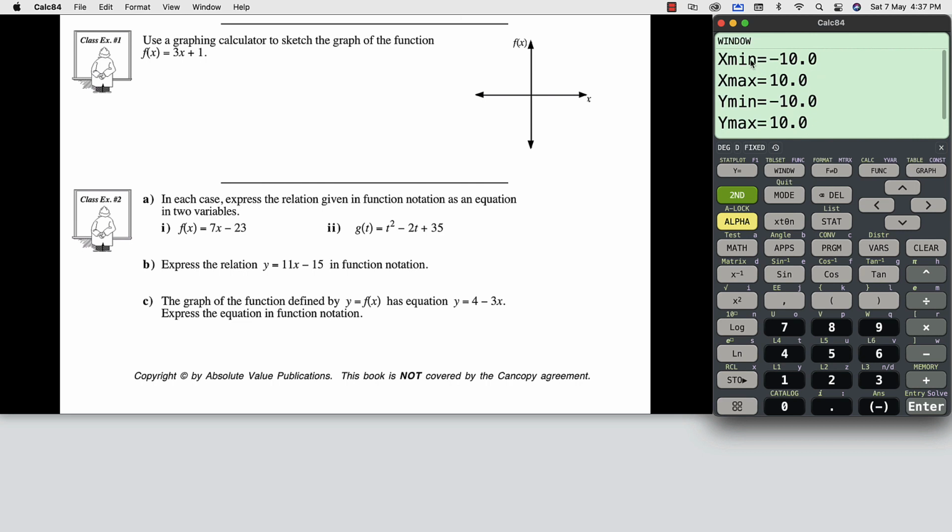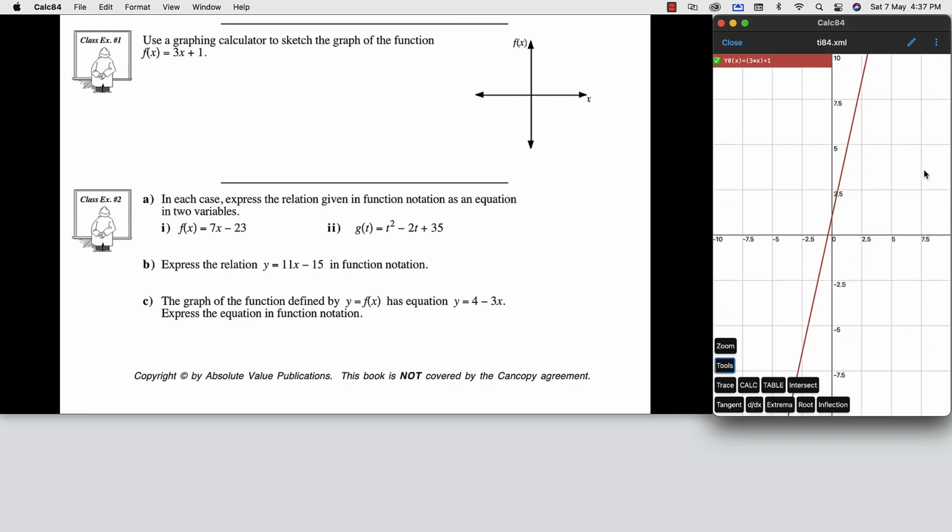And usually we're going to start off with an x min, so that's to the left, negative 10. The x max is usually defaulted again to the right, positive 10. And the y min is going down from the origin, so negative 10. And y max is going up from the origin, which would be positive 10. And now if I graph it, you can see that is our graph right there.